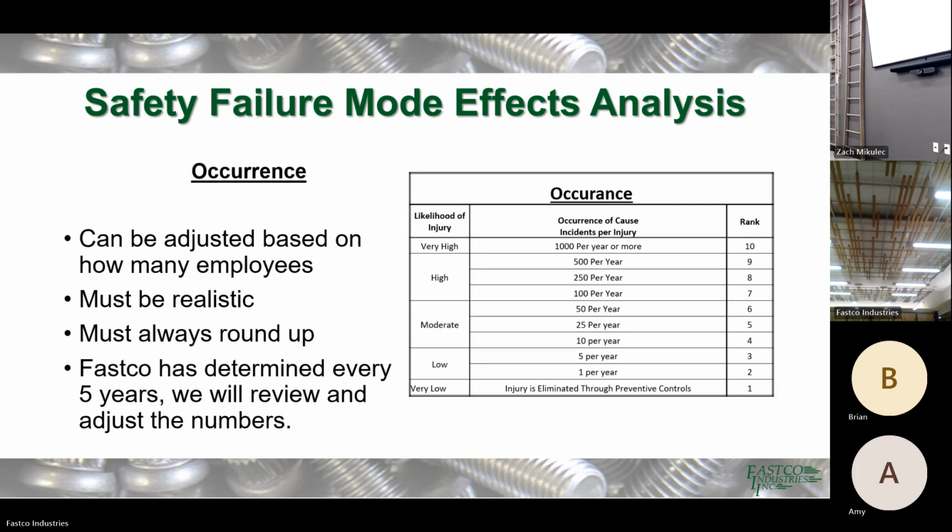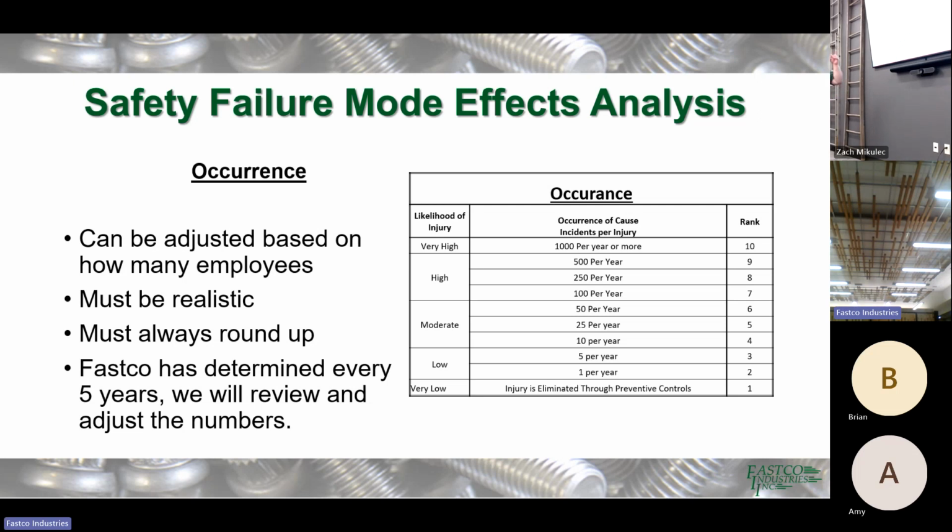All right. Now occurrence. This can be adjusted based on your employees. We base this off of 100 employees. You must be realistic. You're not going to say, well, I think we should put this one as 10,000. Is that really realistic for your company?